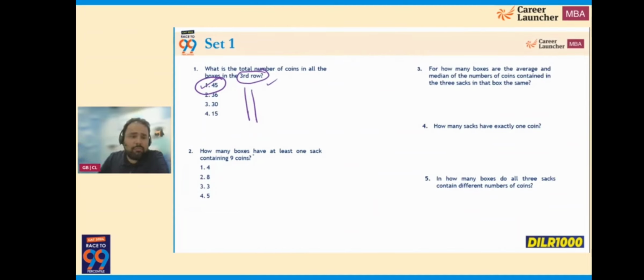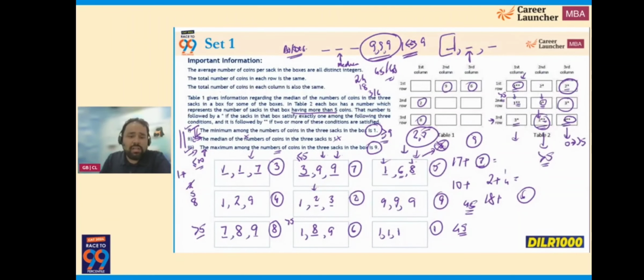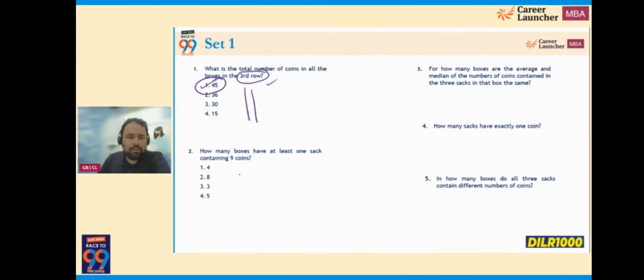Even if you look at the second question, how many boxes have at least one sack containing 9 points? How many boxes have at least one sack containing 9 points? Boxes have at least one sack, so let me change the color so that I can put it in. So this box has one sack, this box has one sack, this box has one, this box. So if I'm going ahead and looking at it, how many boxes have at least one sack containing 9 points? There are 5 boxes.